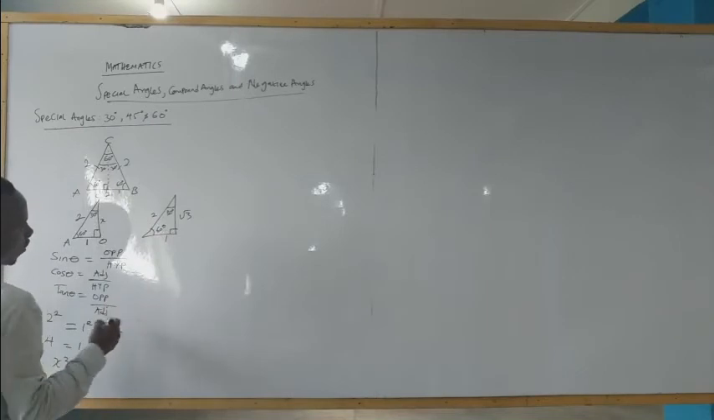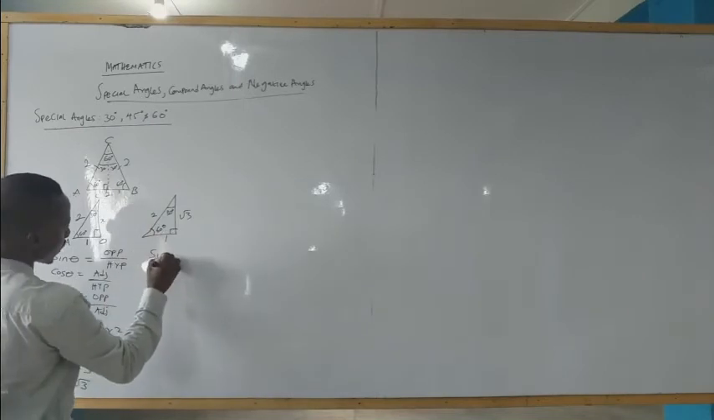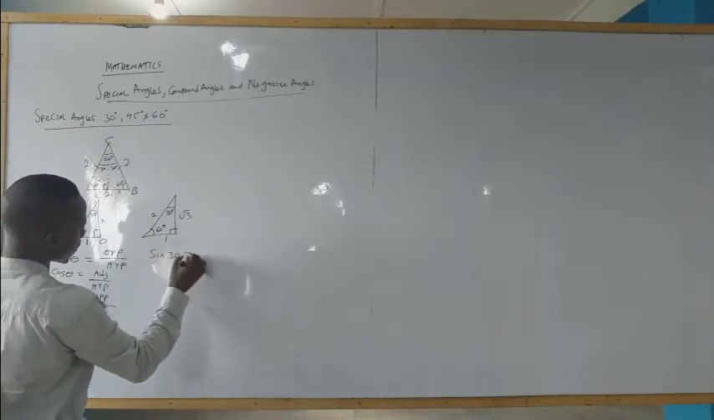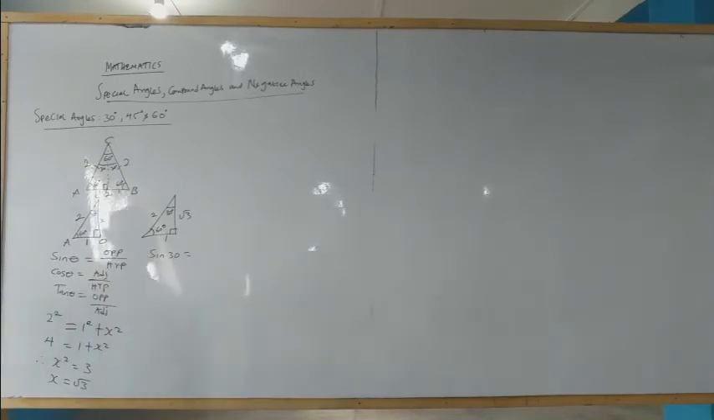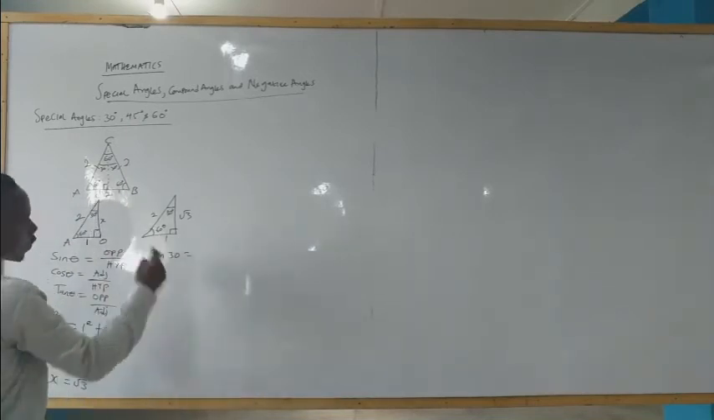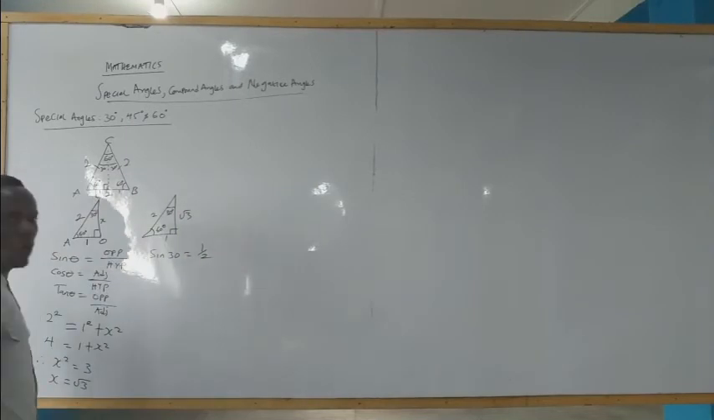So from here, I'm taking sine 30. Sine 30, it says sine is what? Opposite over hypotenuse. Opposite 1, hypotenuse 2. So sine 30 equals what? 1 over 2.